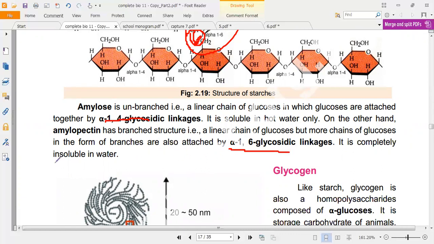That's why it is insoluble in water, due to the strong linkages. And amylose is unbranched, a linear chain of glucose in which glucoses are attached.